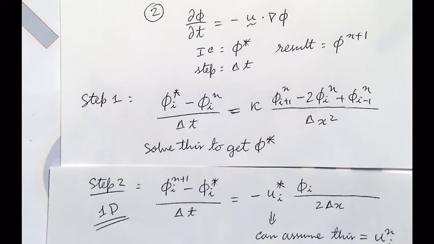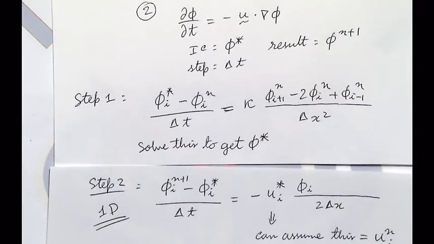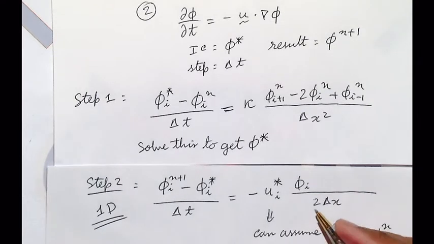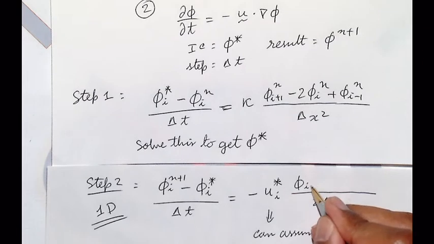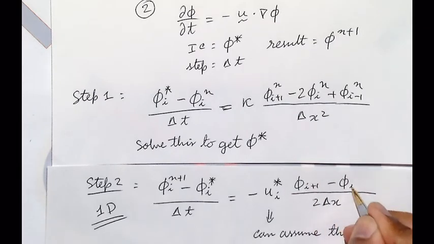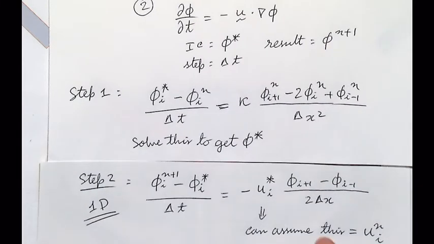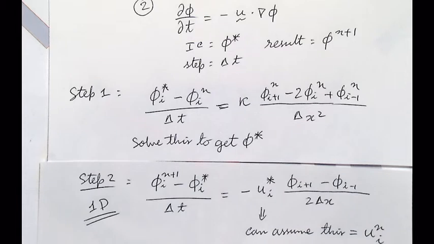Which operator are you trying to discretize? This one, right? It's only with respect to x, so it's two terms. So it's φ_(i+1) minus φ_(i-1), times u^n.